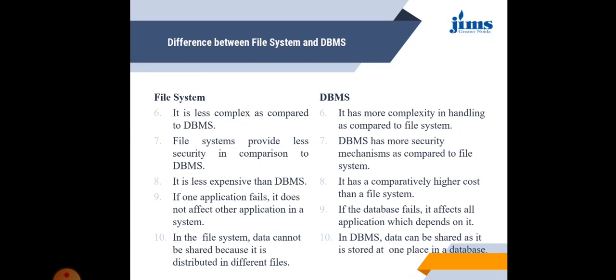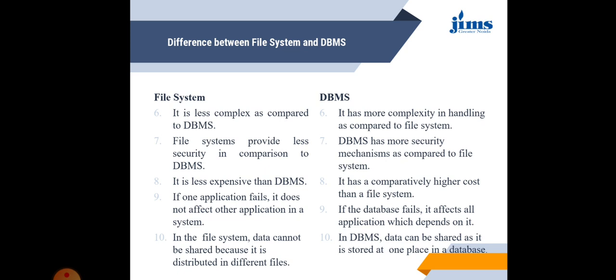The file system is less complex as compared to DBMS. Why is it less complex? Because all the data will be shown in front of our eyes, whichever data I have to retrieve. But in DBMS, we have to retrieve the data with the help of query language, so it has more complexity in handling as compared to the file system. The file system provides less security in comparison to DBMS because there are no authentication, authorization, and integrity constraint qualities in the file system. DBMS has more security mechanisms as compared to the file system.